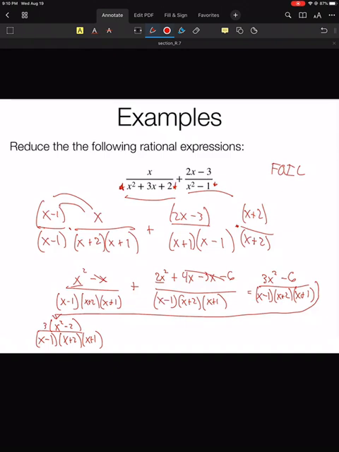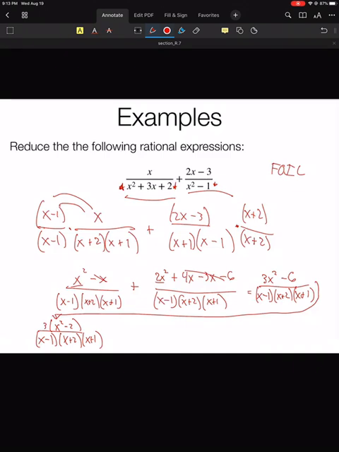Now, is there any way that we can simplify this further? x squared minus 2. Can I do something similar to x squared minus 1? Well, there's not. There's not anything that sticks out right away that does that. So, that's the final answer.